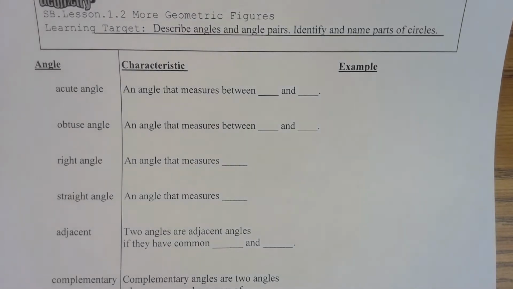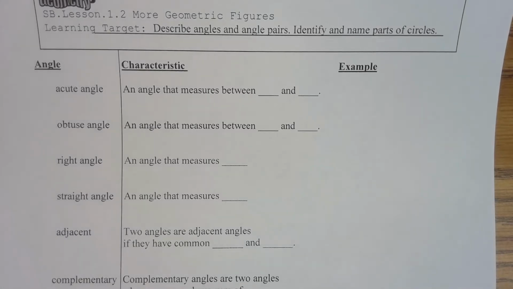We're talking about more geometric figures. Our learning target is to describe angles and angle pairs. We're also going to identify and name parts of a circle. That will be the second part of this lesson. So let's take a look.